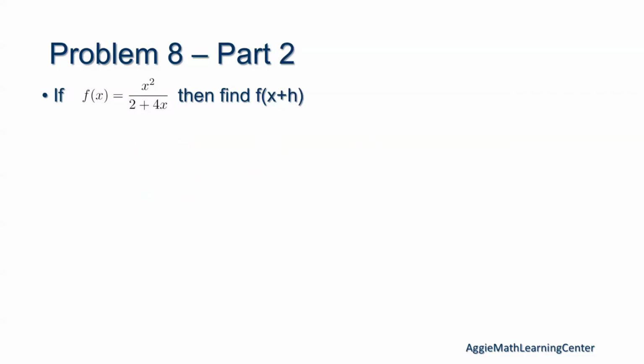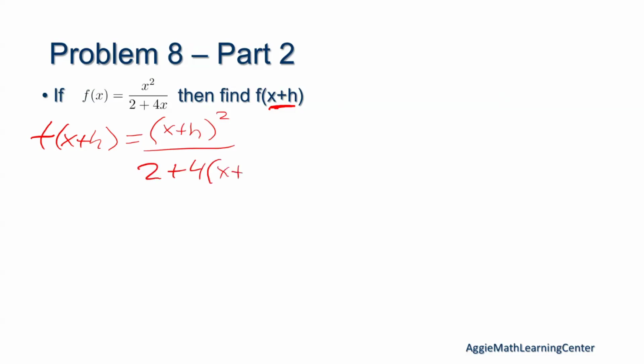Okay, so this one, it's the same idea, it's just a little different because we don't have a number here. But we do it the same way, we just put x plus h in every place that we have an x. So f of x plus h equals (x plus h) squared. And it's for ones like this that the parentheses come in handy because we want this whole thing to be squared.